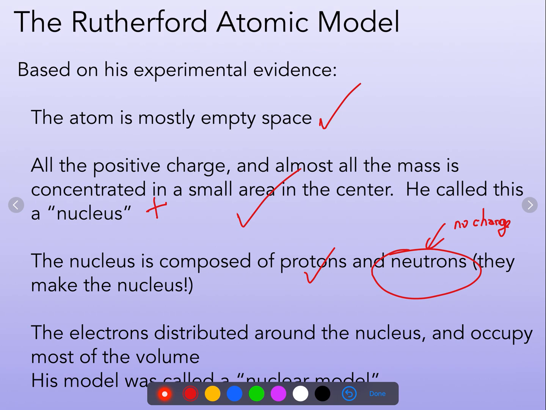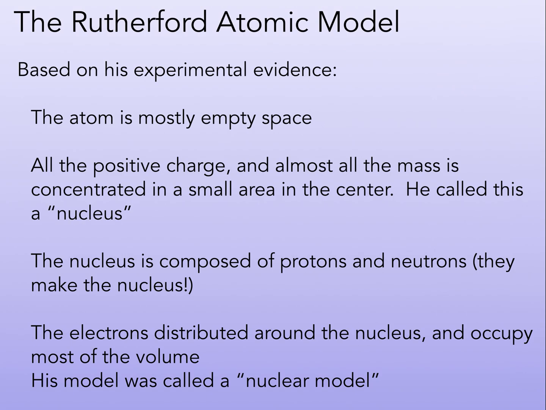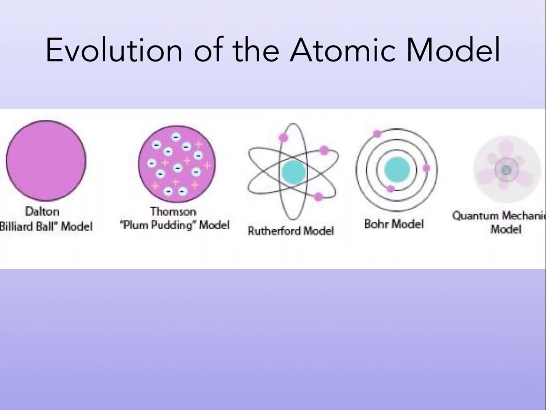But that these electrons were distributed around the nucleus, and he came up with that planetary model, right? This one, which I draw horribly. Get the idea? There we go. I'll adjust it so it looks a little bit better. There's our planetary model of the atom, or nuclear model of the atom.